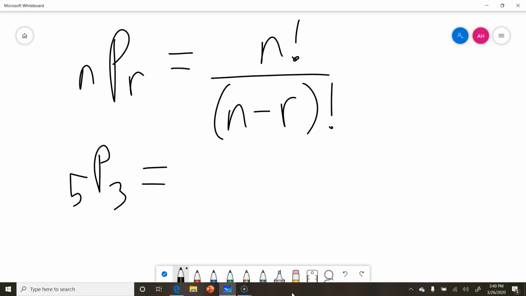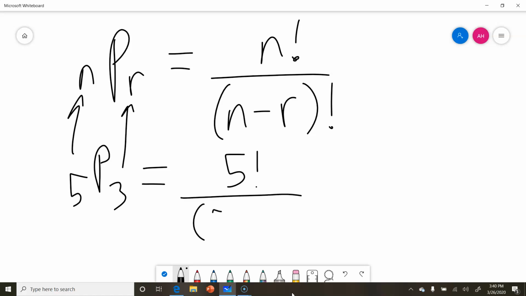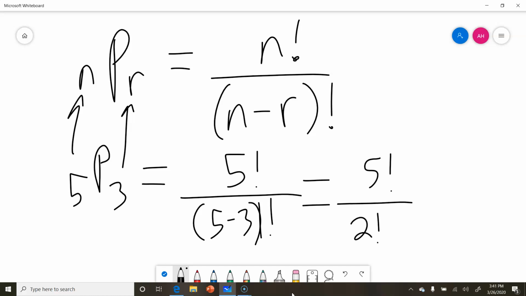Okay, what that means is we have 5 is n, right? And replace the n, you see that, and 3 replace the r. So we have 5 factorial divided by, in parentheses, 5 minus 3 factorial. Now that rewrites as 5 exclamation point over 2 exclamation point. So what that means is then we just subtract, right? The factorials are going to stay the same, so we just subtract 5 minus 2, and we get 3. So our answer is going to be 3 factorial.